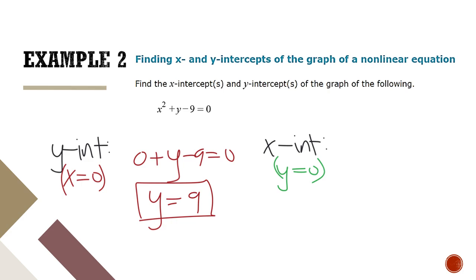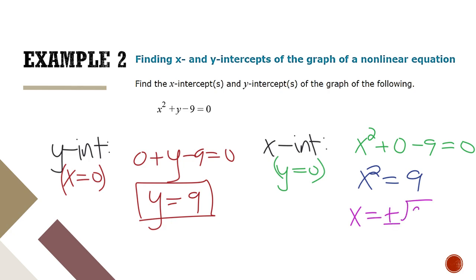Now, my x-intercept, when I plug in y is 0. Very similar. We have x squared plus 0, and then minus 9 is 0. Now this is just 0 here, and we just have to add that 9 to the other side. So we get x squared is 9. And then, very similar to the other slide, we square root both sides to get positive and negative square root of 9, or my answer is negative 3 and positive 3.